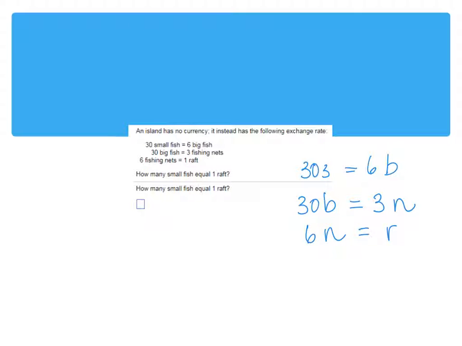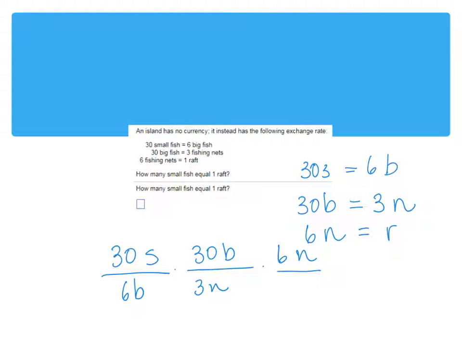Well, a raft is 6N, and I can work backwards from there. I can set up that I've got 30 small fish for 6 big, and I've got 30 big for 3 nets, and I've got 6 nets to 1 raft. And if you know anything about dimensional analysis, we see here that diagonally units cancel out. So the B's are gone, the N's are gone, and that's going to give me small fish to rafts.